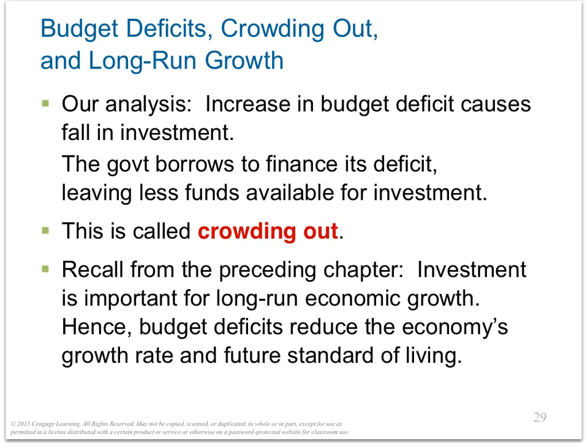Okay, when government spends more money, let's say for military, national defense, it's actually using the resources that are available for private investment, like building factories or building new capital goods. That is called crowding out because government spending crowds out the private investment. Okay. And recall from the preceding chapter, investment is important for long-run economic growth. Hence, budget deficit reduces the economy's growth rate and future standards of living.